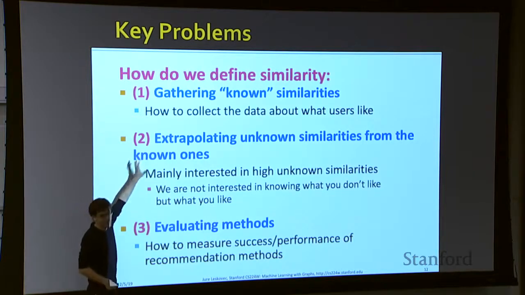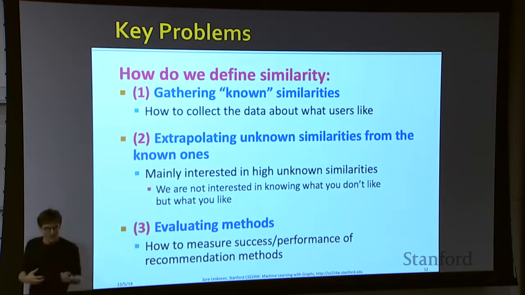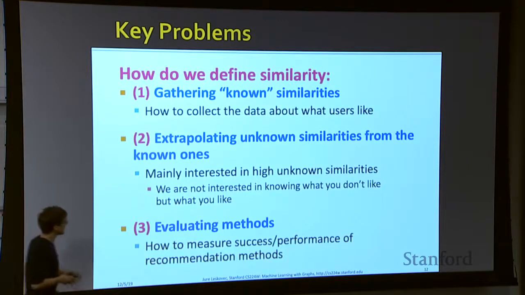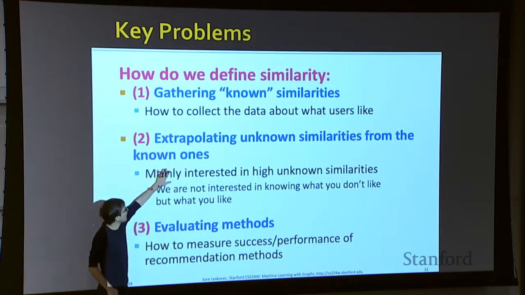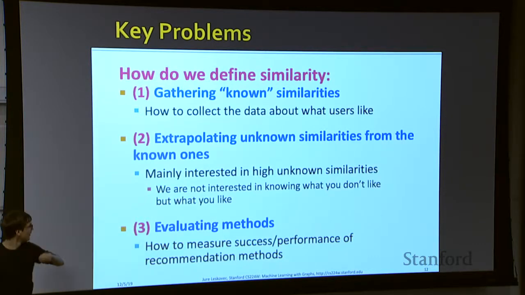Then, once I have this training data, I need to build a method that will, for some unknown song, say how much you will like that song. So that's the prediction problem, right? How do I extrapolate the similarity or the rating to this unknown set of songs that you haven't interacted with yet? And then the last question is, how do I evaluate the success of my method?